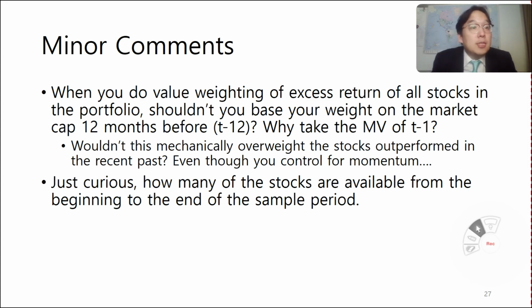Minor comments, another one. When you do value weighting of excess returns of all stocks in the portfolio, shouldn't you base your weight on the market cap 12 months before, T minus 12? Why take the market value of T minus 1, given that your return starts from 12 months before instead of 1 month ago? Wouldn't this mechanically overweight the stocks that outperformed in the recent 11 months, maybe prior to that T minus 1, even though you control for momentum?